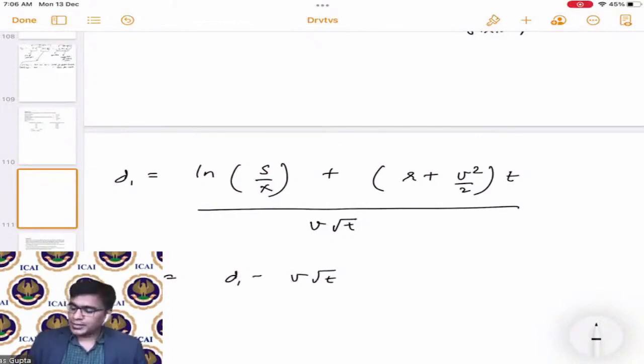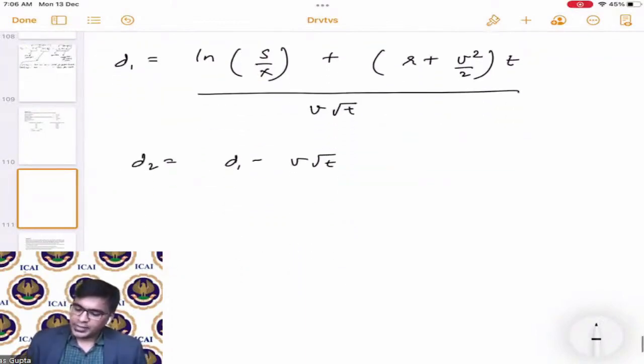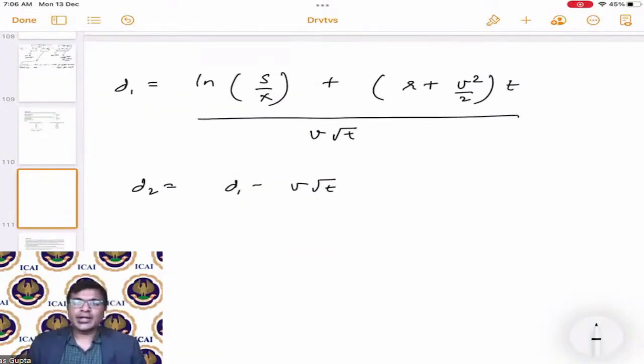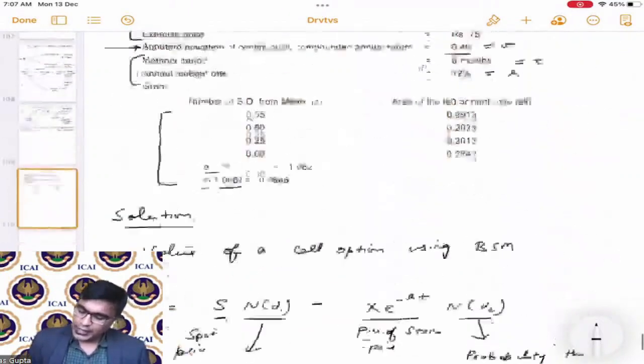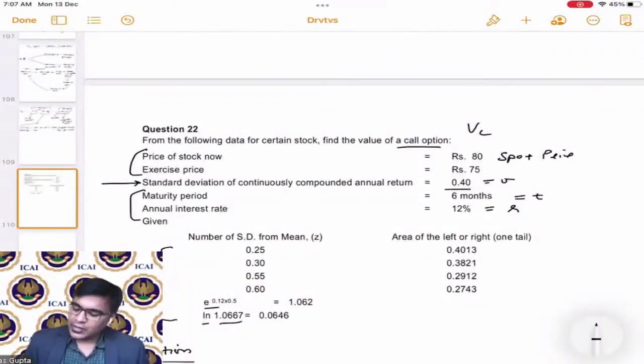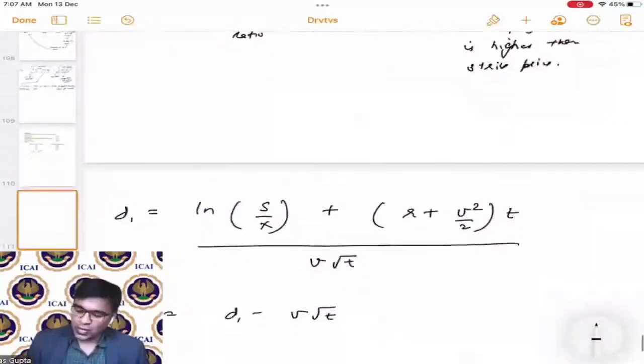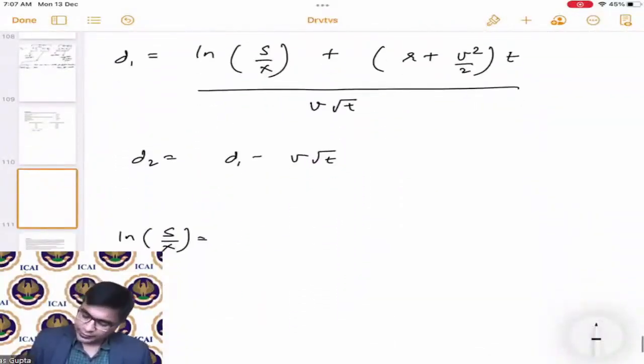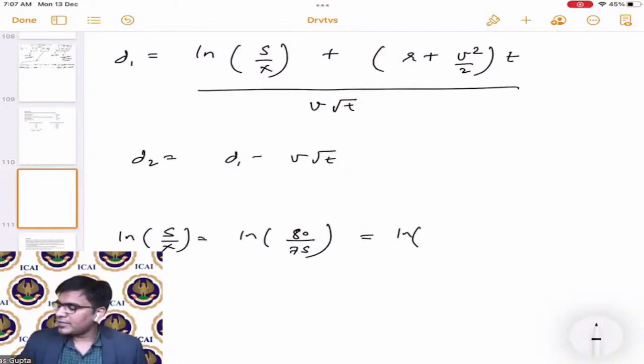Now let us put the details in the formula. So first of all, we have to calculate D1. For calculating D1, we need to calculate the natural log of S by X. So natural log of S by X is equal to natural log of what is the spot price? 80. What is the strike price? 75. So that means natural log of 80 by 75. If we do 80 divided by 75, we get 1.06667.